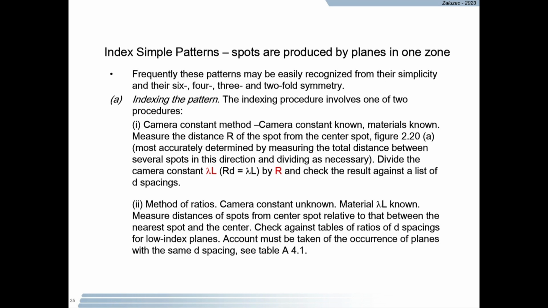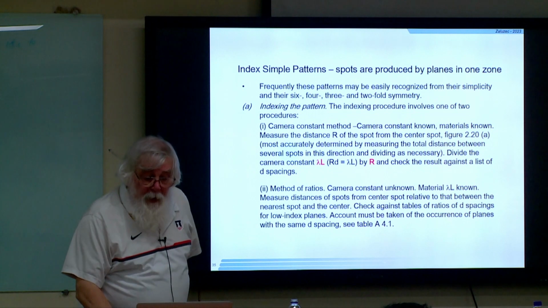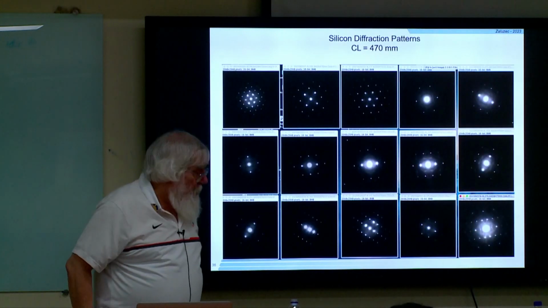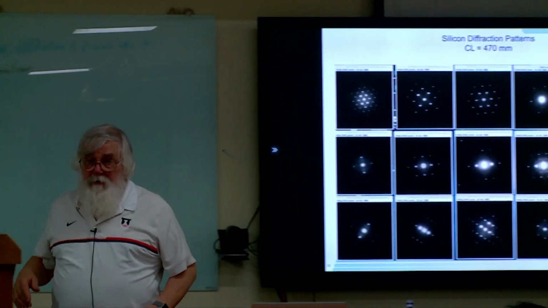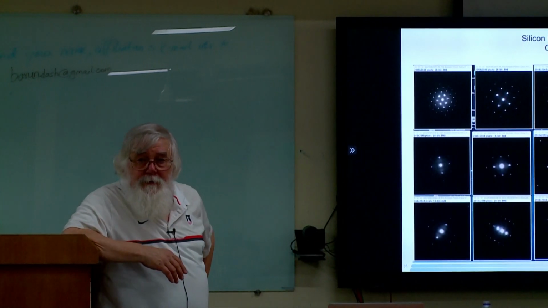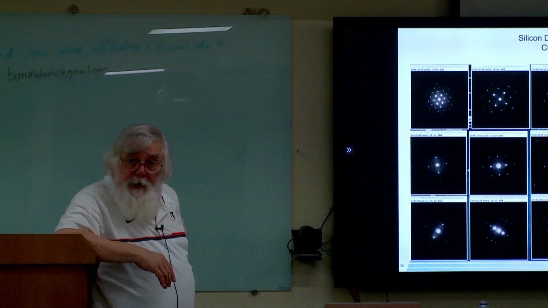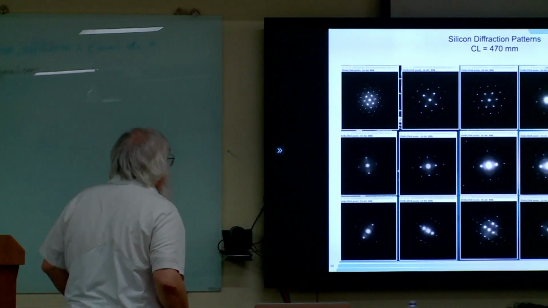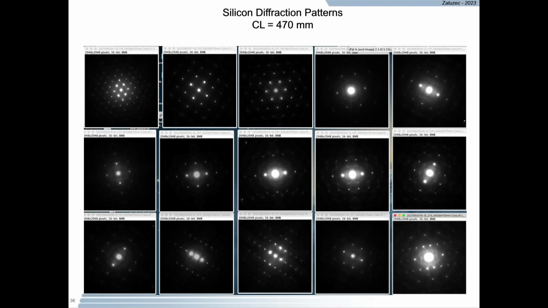So how do you index simple diffraction patterns? We use the camera constant method. We make a table of diffraction spots, and from that table of D spacings, we can look up possible crystal structures. Why do I say make a table? Because it depends on what you're looking at. This is a collection of diffraction patterns, all from the same material, silicon, all from a camera length of 470 millimeters. But they all look different.